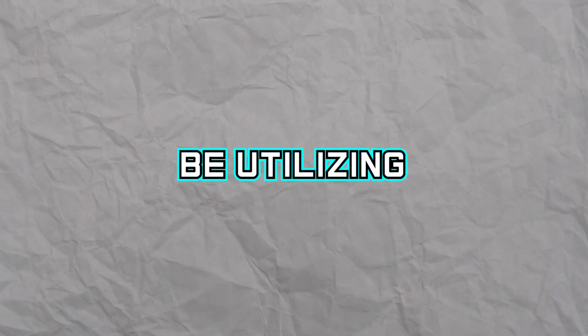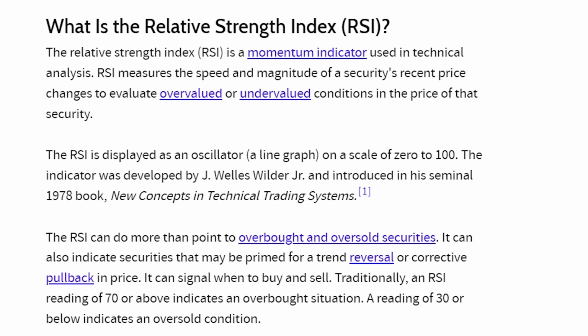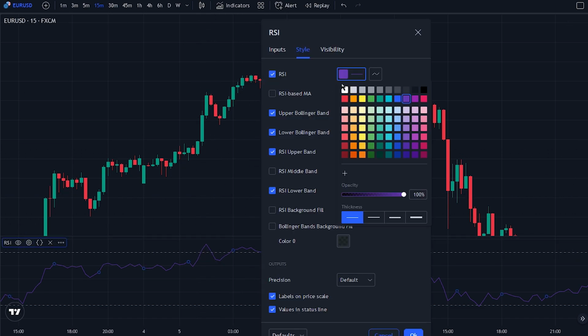Now that we have covered all of the smart money concepts that we will be utilizing, let's take a look at the RSI indicator and how we will be using it. According to Investopedia, the Relative Strength Index, RSI, is a momentum indicator used in technical analysis. RSI measures the speed and magnitude of a security's recent price changes to evaluate overvalued or undervalued conditions in the price of that security. We will be using the default RSI indicator on TradingView, however, we will be changing the colors to make it more visible.